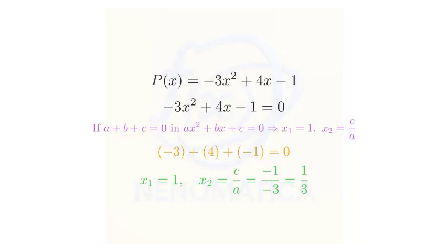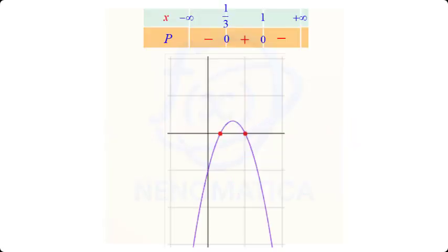Let's compute. -3 plus 4 plus -1 equals 0. So the trick applies. That gives us the roots x equals 1, and x equals -1 over -3, which is 1/3. Step 2. Let's build a number line sign chart.